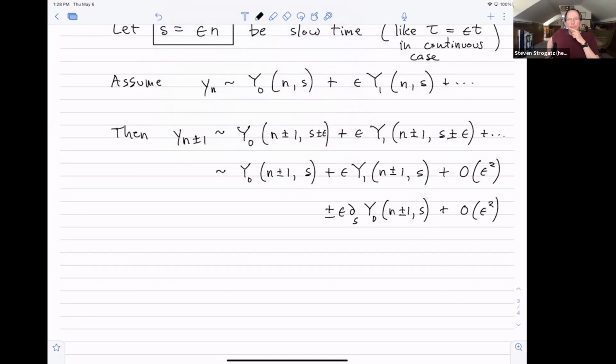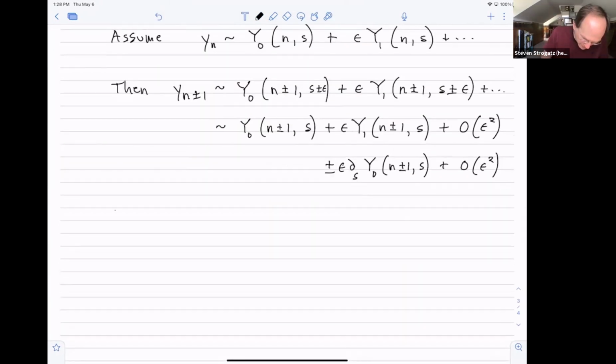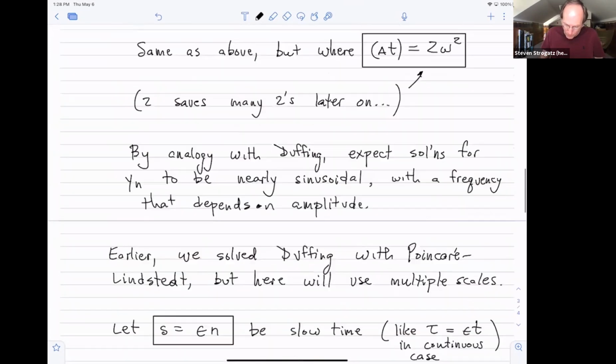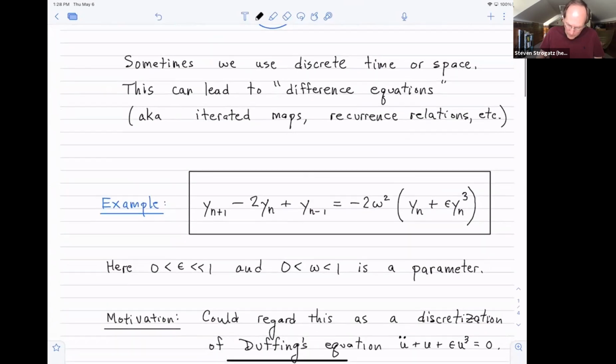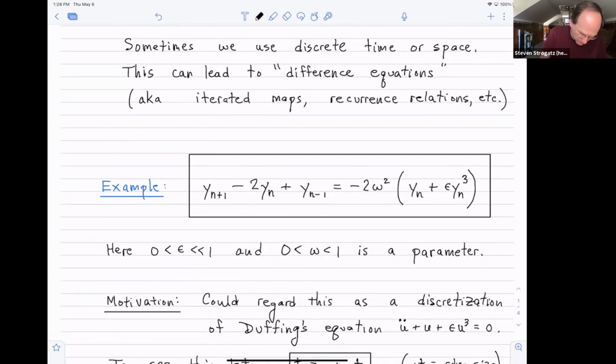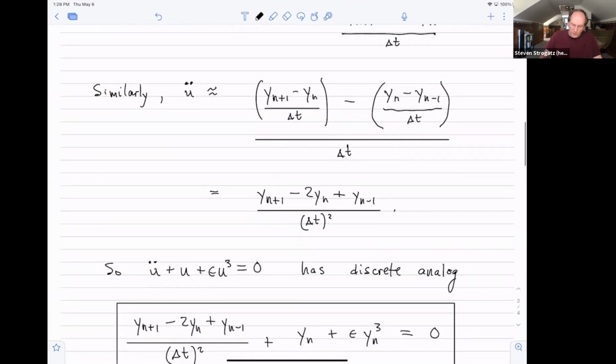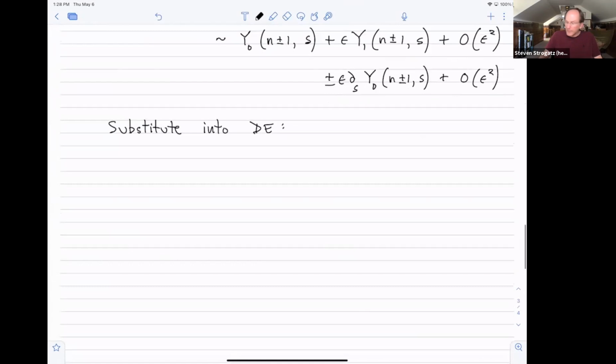So are you with me with that? To transform those derivatives? Yeah, or not derivatives, but those discrete differences. Okay, so if you accept all that, then I'm going to substitute that stuff into the difference equation. So by the difference equation, I'm referring to this. This is my difference equation. Okay, so I'm going to substitute for the y n plus 1 and the y n minus 1 in there.